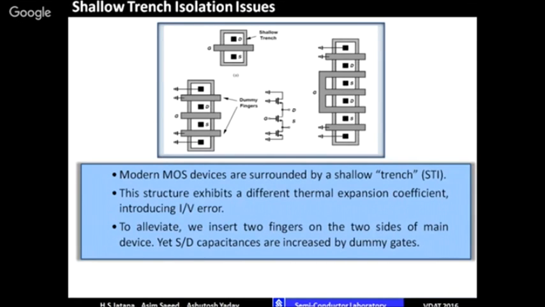Now there are certain shallow trench isolation rules also, because nowadays these transistors are separated not by a field oxide, but by a shallow trench isolation. So you have to insert dummy fingers, because otherwise there will be a trench across these. There is one gate, and we are putting a dummy gate here, and this gate is grounded, as you can see here. So this is properly done like this. Here also you are putting a dummy here and here.